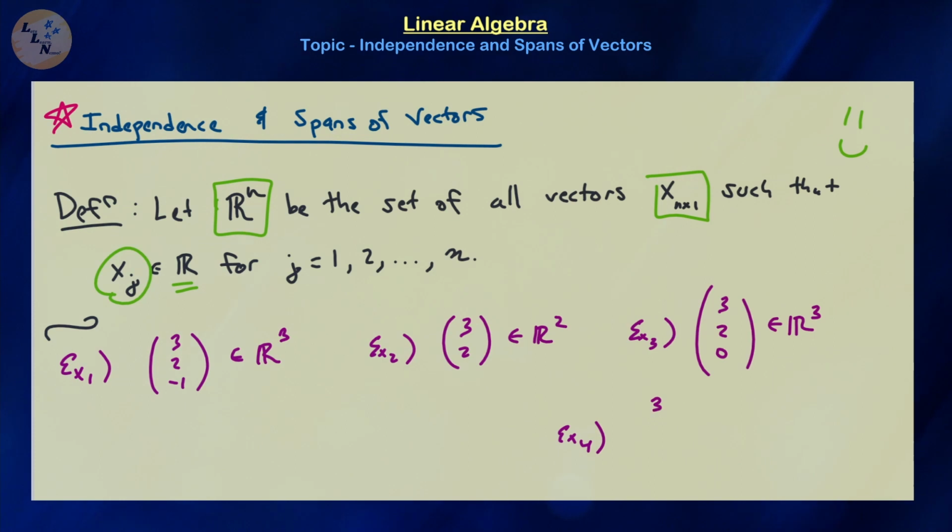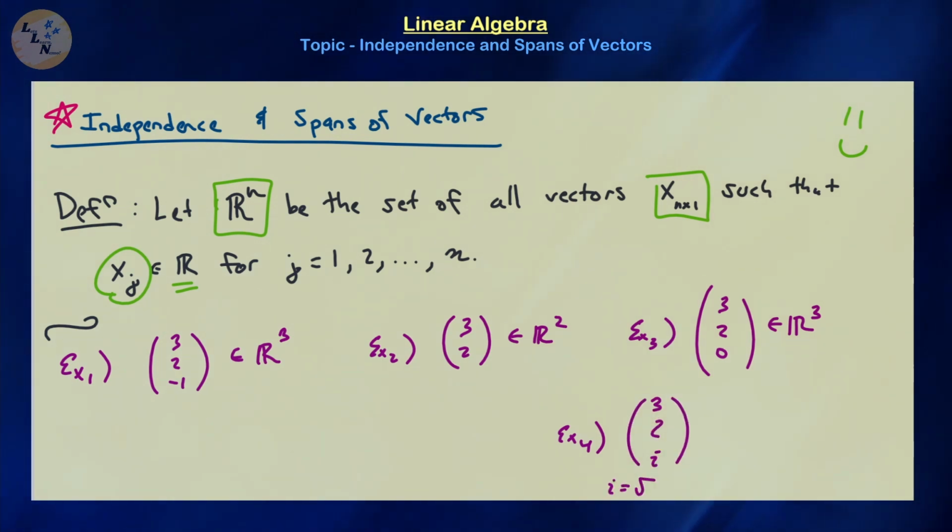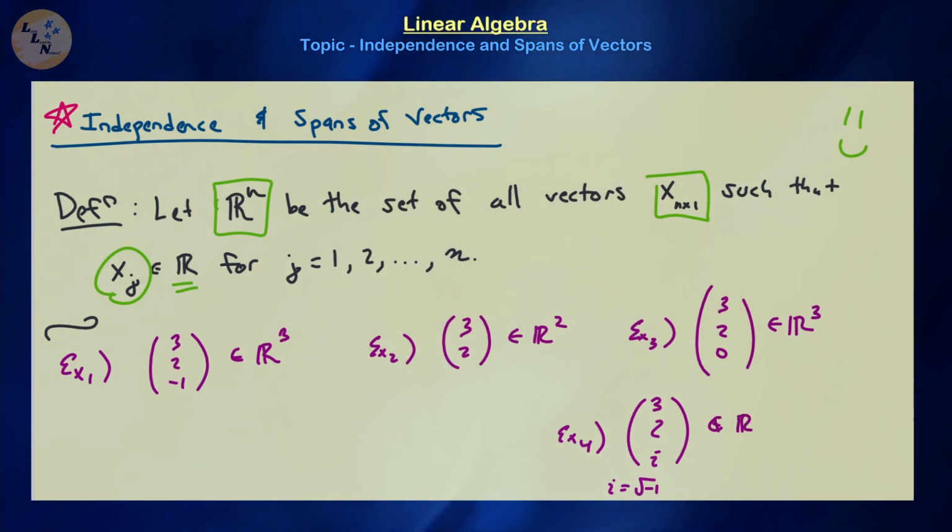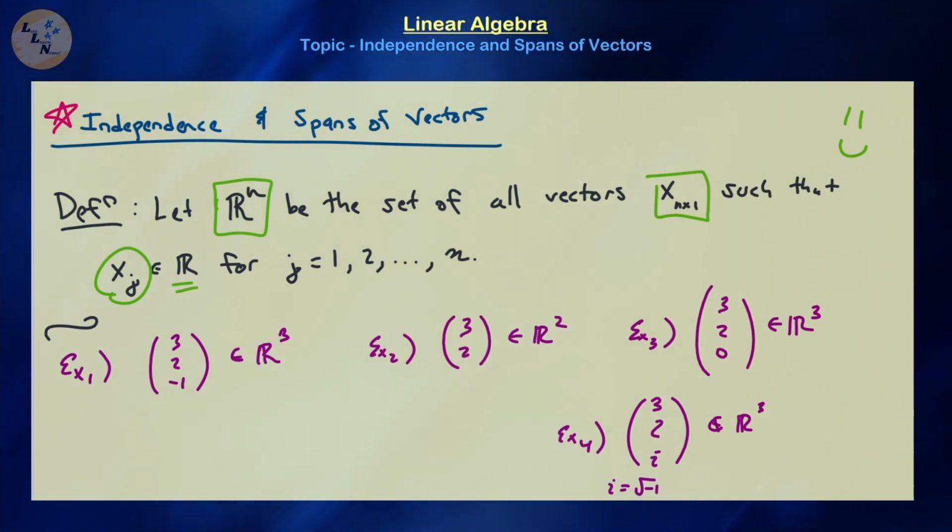Suppose we have 3, 2, and i, where i is equal to the square root of -1. Although it does have 3 entries, it does not belong to R3. That would belong to, say, C3 or some other type of set of vectors.